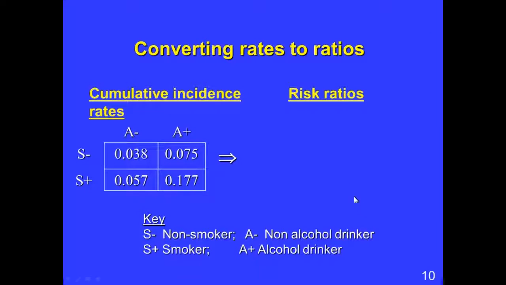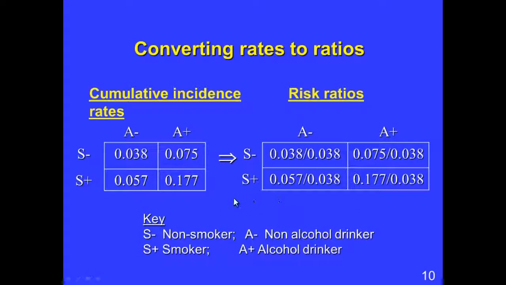The next step, we want to convert these rates to ratios. So we take those cumulative incidence rates, which you saw a few slides ago, and we convert these to risk ratios, also known as cumulative incidence ratios. Okay. So it's very simple. We use the non-smoking, non-drinking group as our baseline. So we divide each of these measures by our baseline. And we divide the baseline by itself, and we get 1. And these are the fractions that we get.